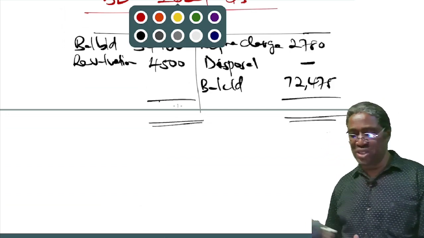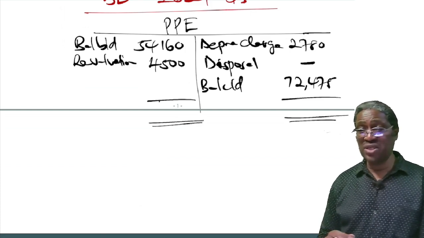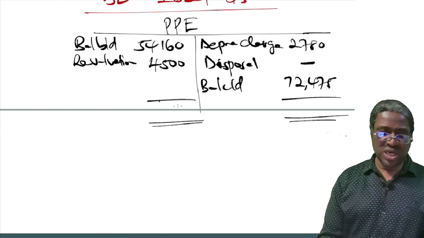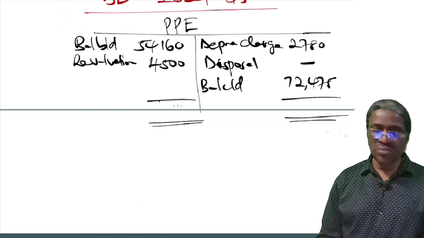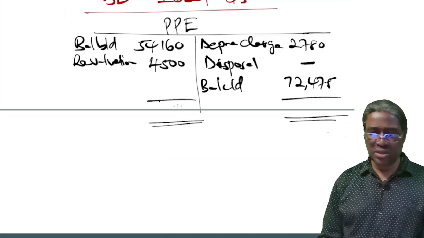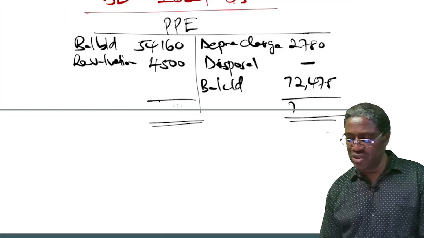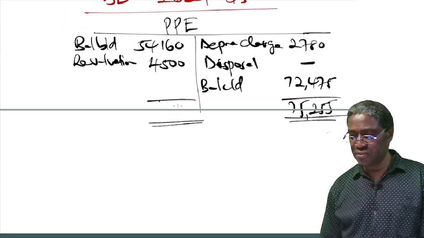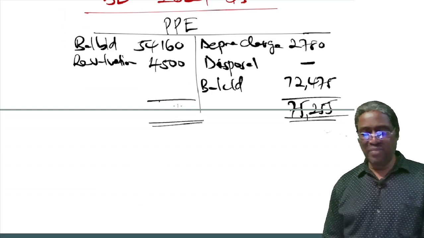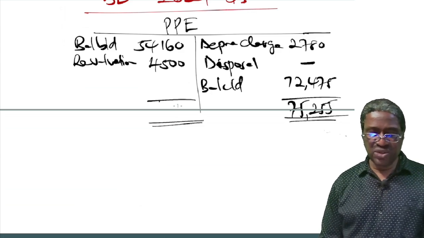So let's add both sides. It looks like the credit side is bigger than the debit side. So let's add the two sides. We have that 2780 plus 72,475. So I'm getting a total of 75,255 on the credit side. I minus what's on the debit, 54,160 minus 4,500.